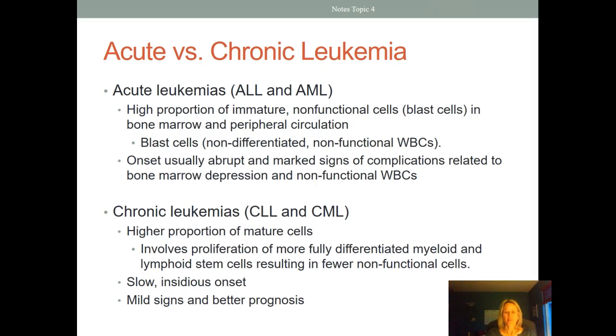The onset is abrupt and the signs are marked, and there are many complications related to depression of the bone marrow and the lack of functional white blood cells. So even though there's lots of white blood cells in the blood, they're not functional.